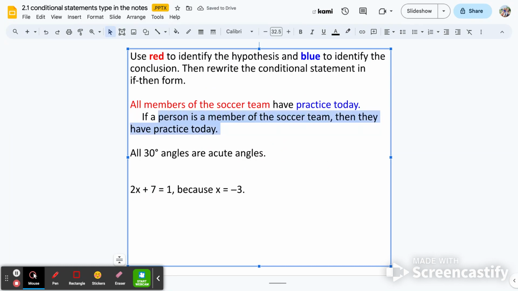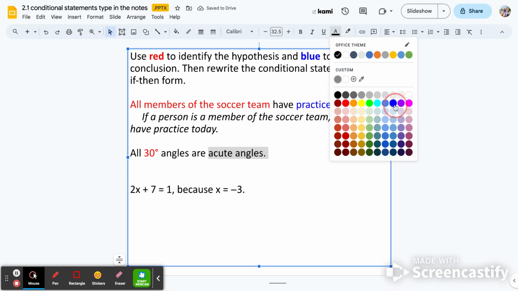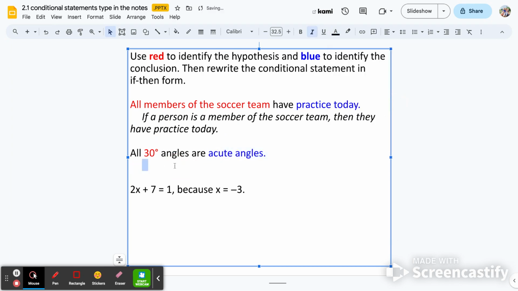The next one, all 30-degree angles are acute angles. So thinking about the first part, your hypothesis would be a 30-degree angle, so this would be your red, and your conclusion of that would have to be that it is acute. So if an angle is 30 degrees, then it is acute.